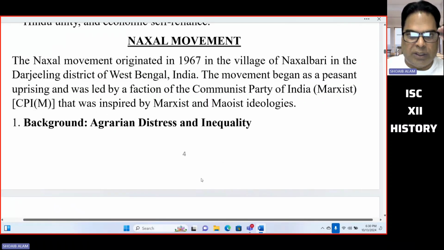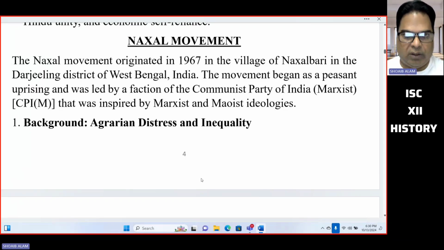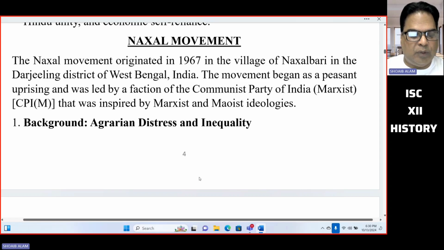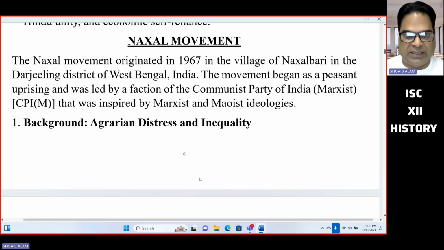The Naxal movement originated in 1967 in the village of Naxalbari in Darjeeling district of West Bengal. So this village is in Darjeeling district. The movement began as a peasant uprising, and it was led by a faction of the Communist Party of India known as CPIM, Communist Party of India, Marxist.